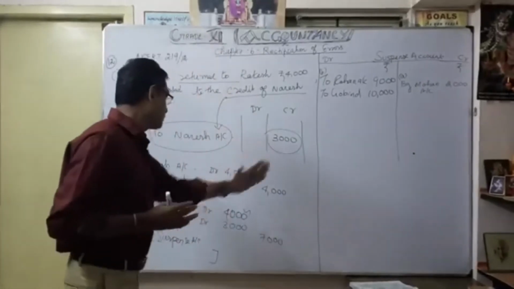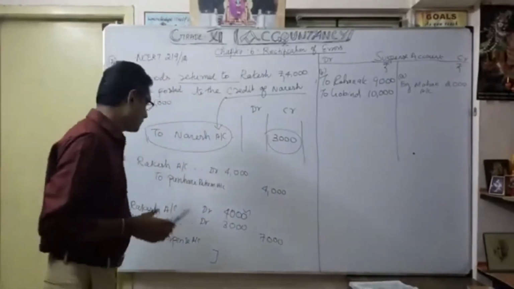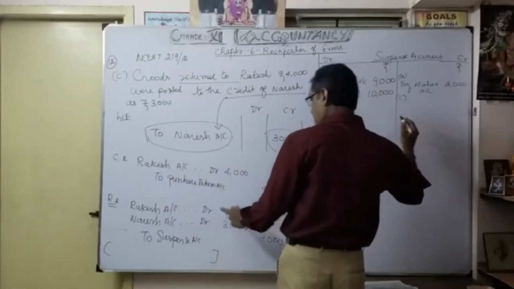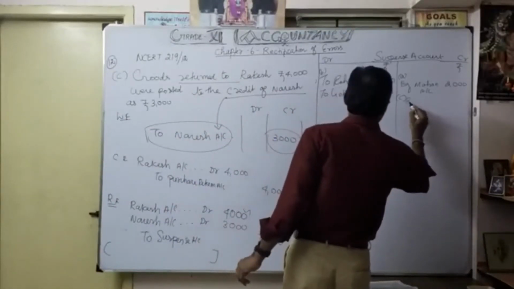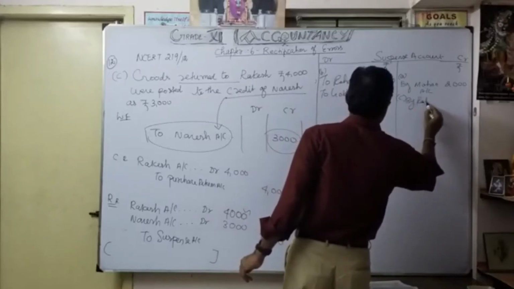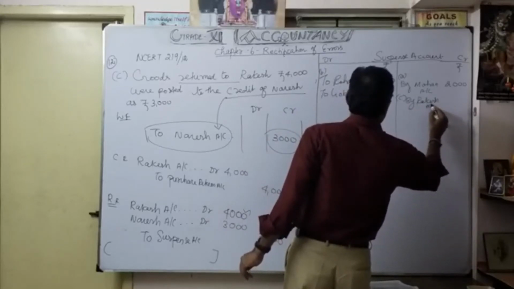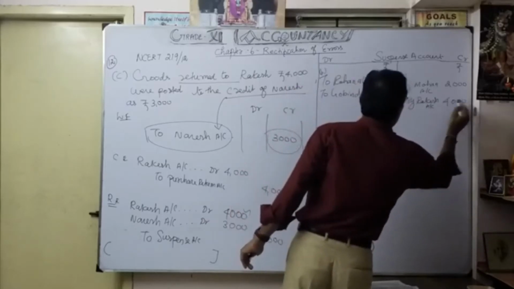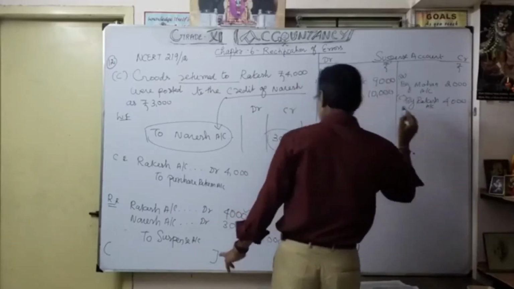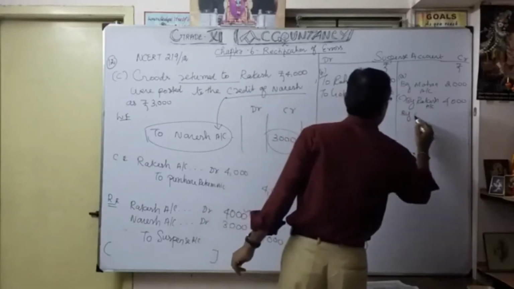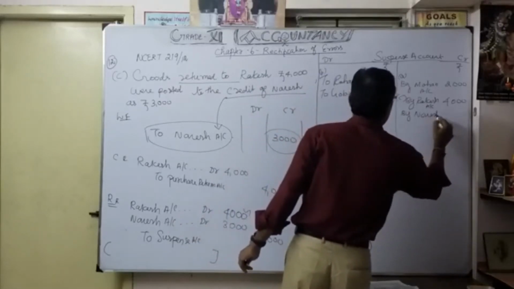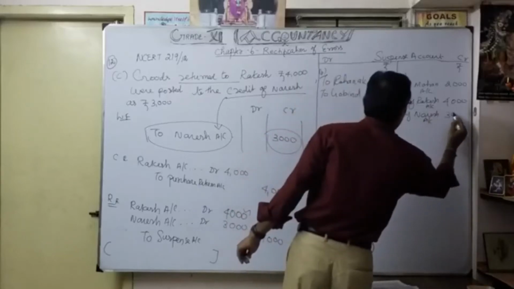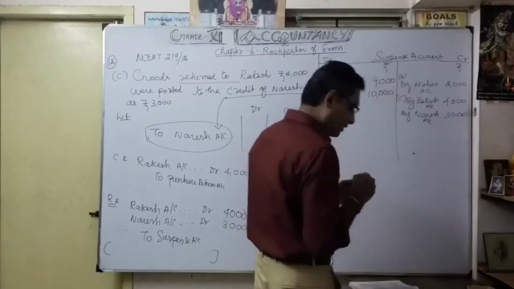Now how you are going to do posting? Say to suspense account. I am going to posting what? This is C. That's why I mark it here. Okay. What is that? By Rakesh account. Rakesh account how much? 4,000. Okay. So then by Naresh account. By Naresh account, how much? 3,000. Okay, now understood how this entry are given the effect.